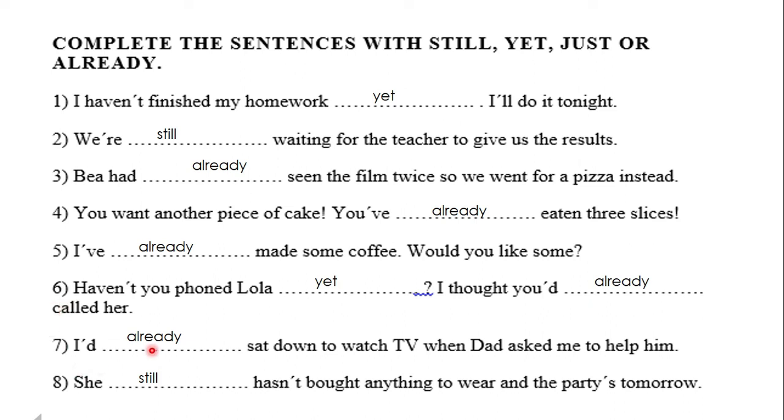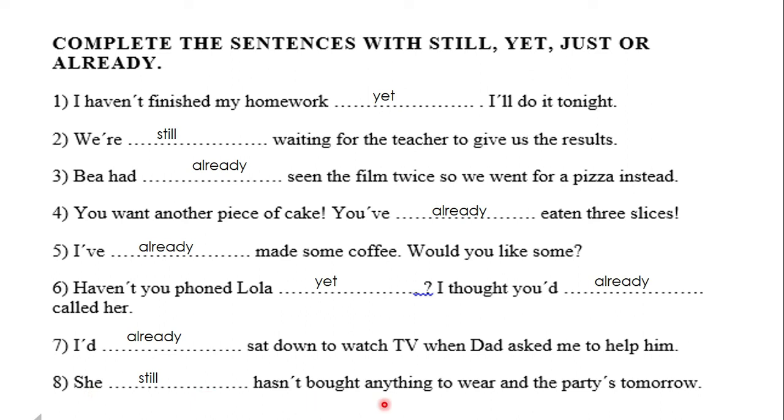Number 7, I had already sat down to watch TV when Dad asked me to help him. Okay, the auxiliary had, or has, or have, and then we use already, and then we use past participle. So already comes between the auxiliaries had, or have, or has, and the past participle.